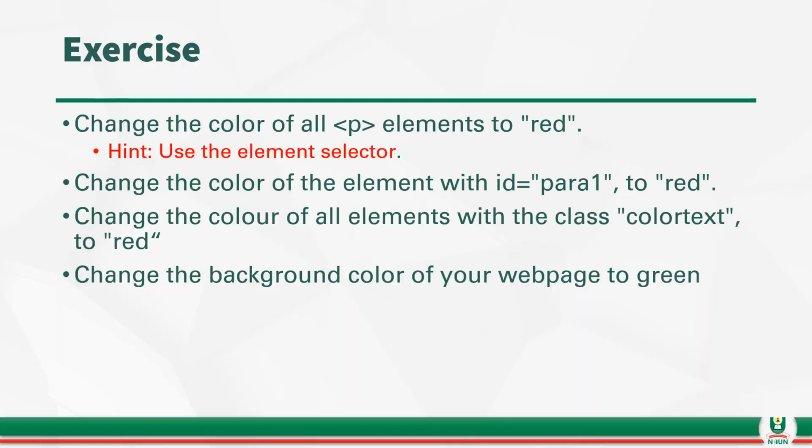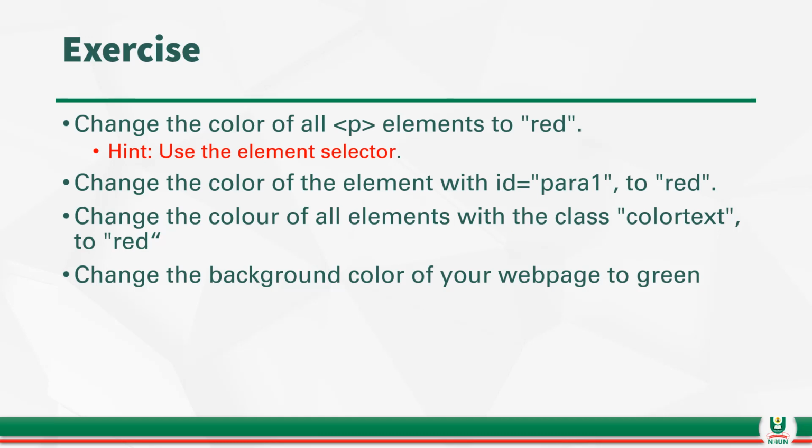Here's a small exercise for you to do. Create your own web page. So get your code on the code editor and try to change the color of all the paragraph elements to red. Okay, so you can use the element selector for that. Also change the color of the element with an ID parameter, that's ID para1, to red. Check up on the ID selector, it's a CSS selector type, and try to work on it.